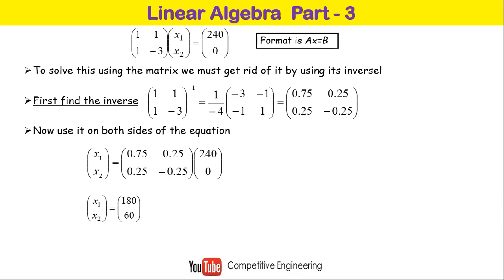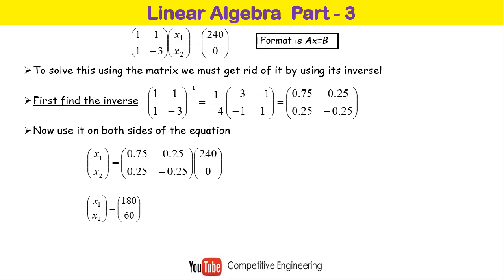If you don't know how to find the inverse or how to multiply two matrices, please watch lecture number 2, that is part 2, linear algebra. Now we got the solution: x1, x2 equal to 180, 60. According to equality of matrices, x1 equals 180 and x2 equals 60, which means that Peter spent 180 and Jane spent 60. It satisfies both criteria: altogether they spent 240, the sum is 240, and Peter spent 3 times Jane, that is 3 into 60 is 180. So this is the solution.